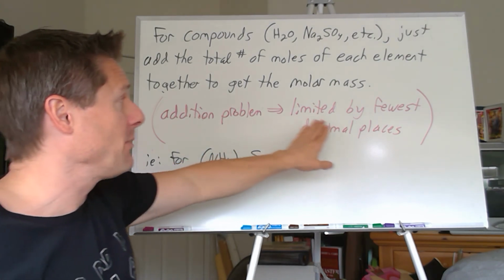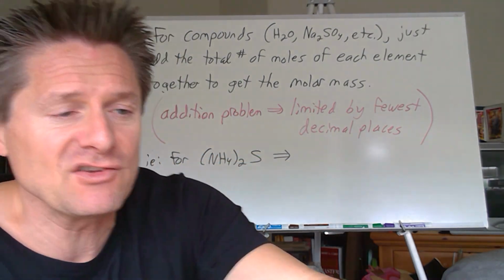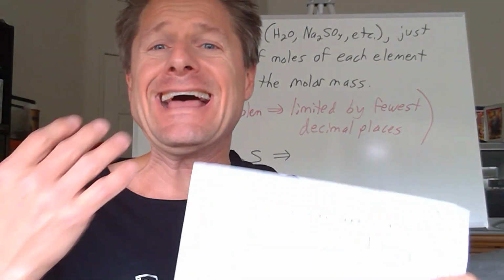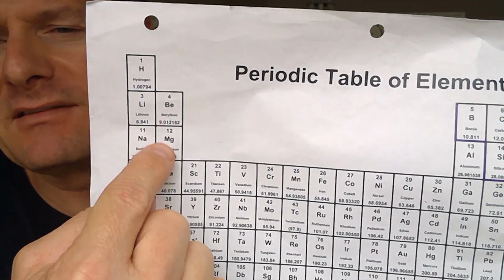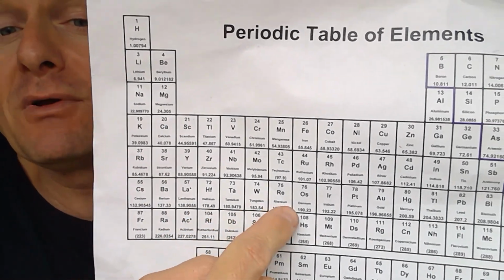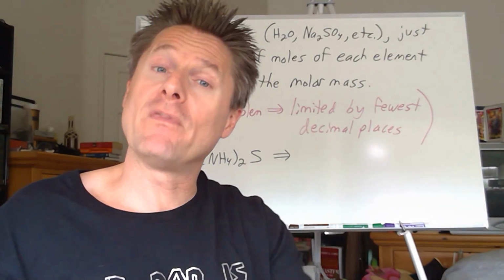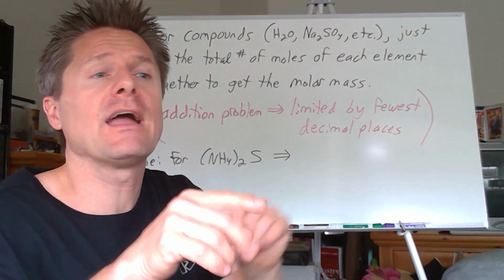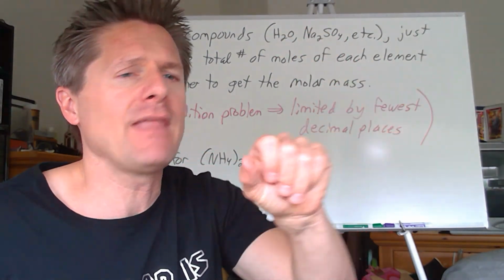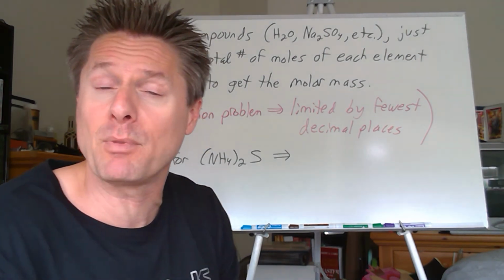Since it's an addition problem, you're limited by the fewest number of decimal places. So take a look at all the elements in that particular compound, find the number of decimal places of each one, and the one with the fewest number of decimal places is the one that's going to limit your final molar mass that you calculate. So you just look through: I've got 4 decimal places in that one, 5 in that one, 3 in that one, so boop, good to 3 decimal places in my final answer.